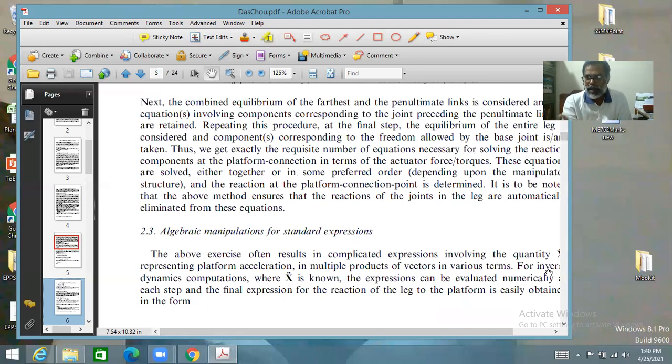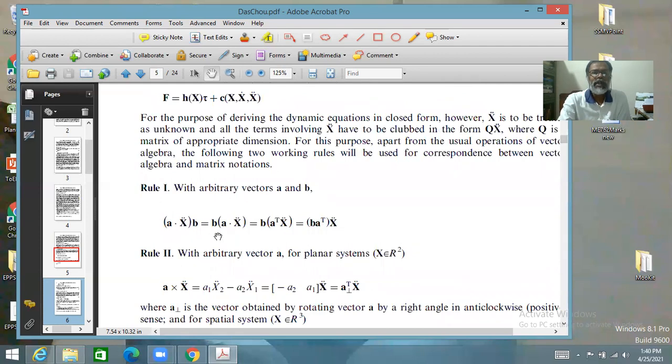Now I'll take some examples after this, and in this dynamic analysis, you will come across two kinds of algebra: vector algebra and linear algebra, matrix. When you manipulate the standard expressions algebraically, there are some small steps in which some vector algebra expressions need to be put in matrix algebra notation. For that, a lot of algebraic manipulation is involved. For that, we have two rules.